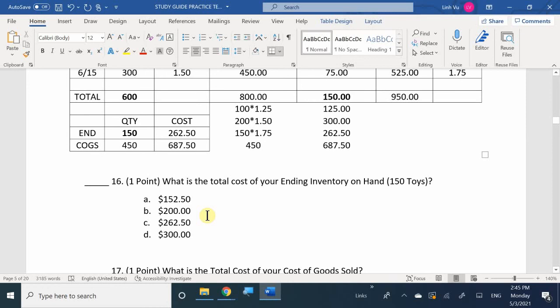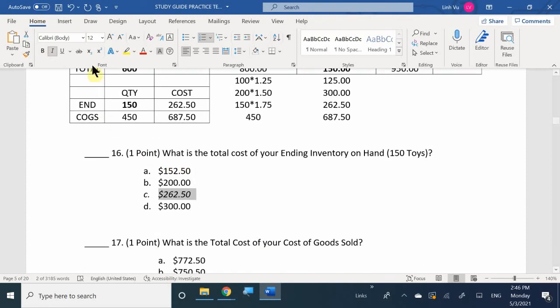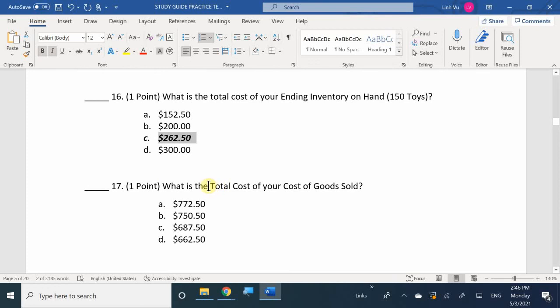Okay? All right, so let's answer the questions. What is the total cost of your ending inventory? C. Good. And last but not least, what is the total cost of your cost of goods sold? C. Yeah. Very good.